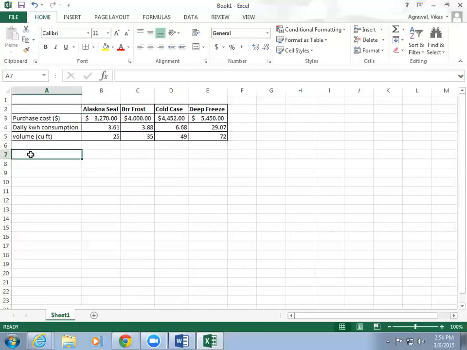And for daily kilowatt consumption, the rate is given as 10 cents per kilowatt hour. And how much kilowatt hour are we consuming for the first one? 3.61. So that's going to give me that one particular thing, and then you have to repeat for the others. I'm going to quickly do that in Excel. You can note down these details if you want, but that's all you have to do for this problem. Are you guys with me?